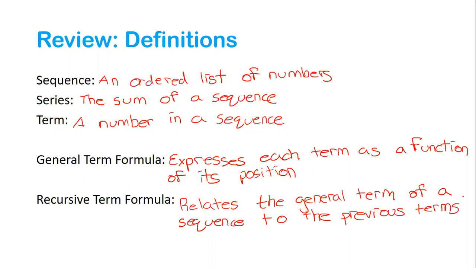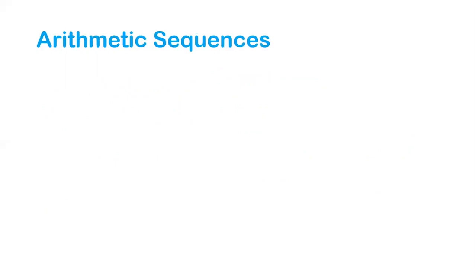Right, so with the general term formula, we're able to determine any term within the sequence. With the recursive term formula, we need the terms prior to the one that we're trying to figure out. We need the prior terms to do so. So let's get into it. Arithmetic sequences are sequences that have the same common difference.